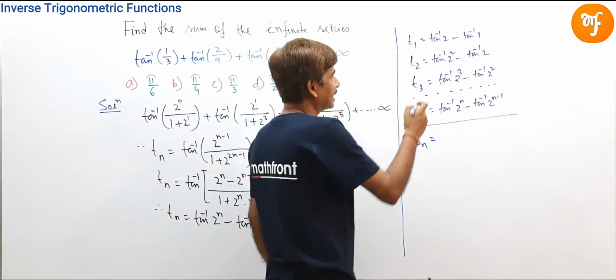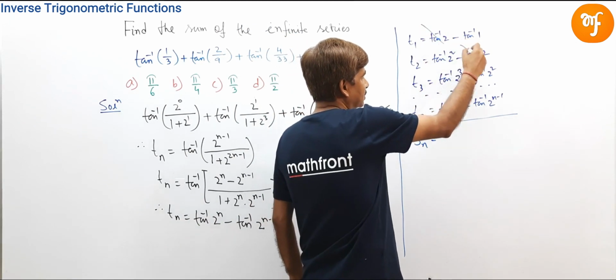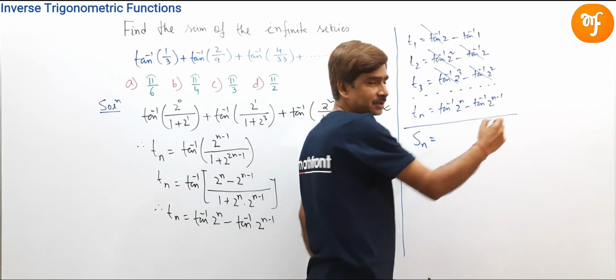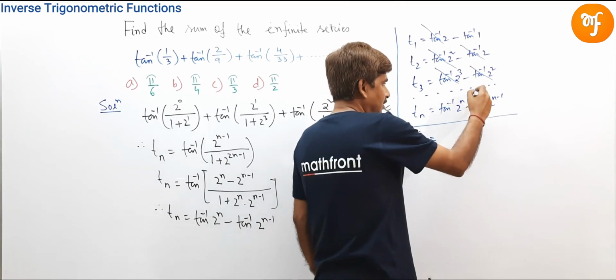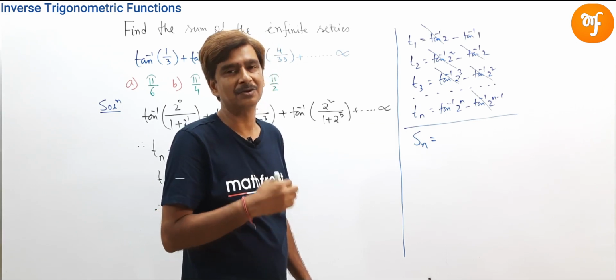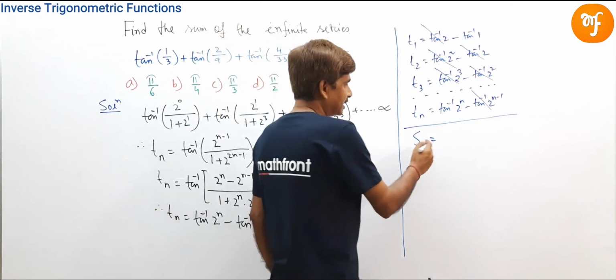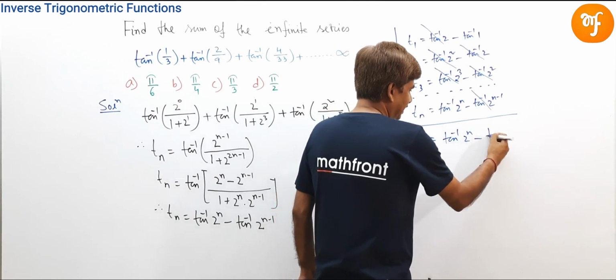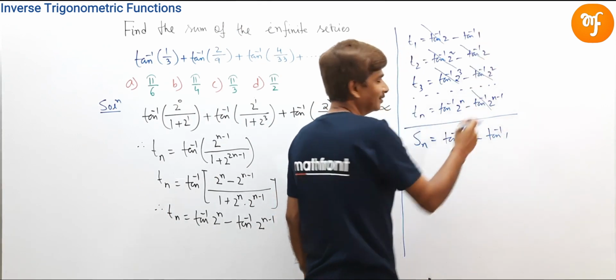So, in the right hand side, tan inverse 2, tan inverse 2, tan inverse 2 square, tan inverse 2 square, tan inverse 2 cube, like this, all are cancelled. So, this tan inverse 2 to the power n minus 1 also cancels. So, what will be remaining? Sn will be tan inverse of 2 to the power n minus tan inverse of 1.